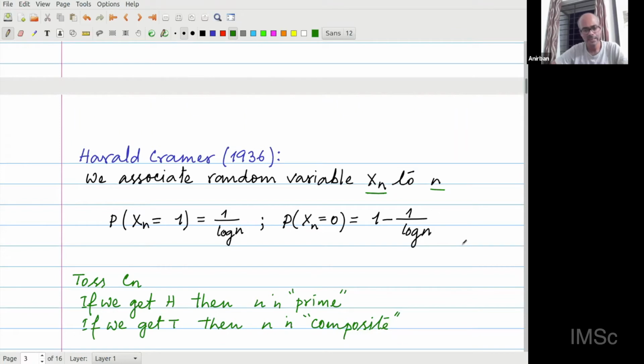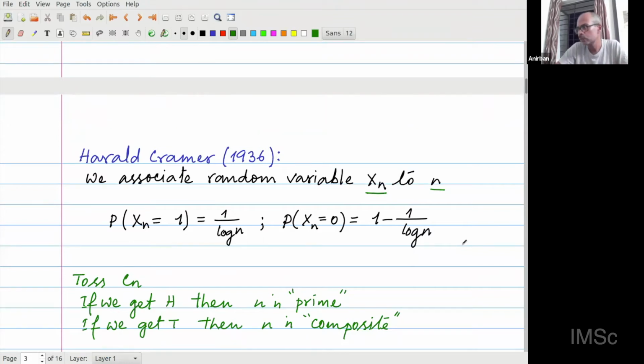If we get head, then we call n a prime. It doesn't mean that it's actually a prime. If you get head, then it's a prime for this model, and if you get tail, it's a composite. So we are modeling it in terms of this. Now our primes and composites are sort of models of actual primes and composites. So that's the way to think.